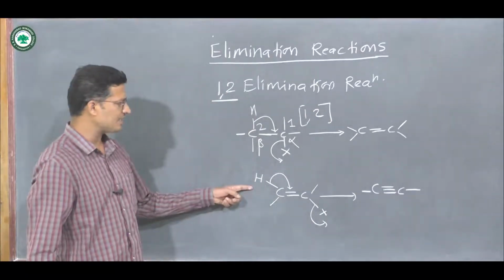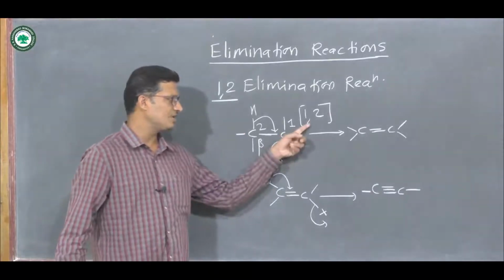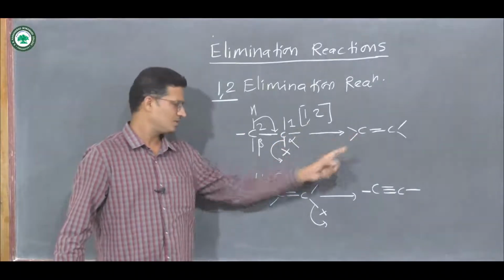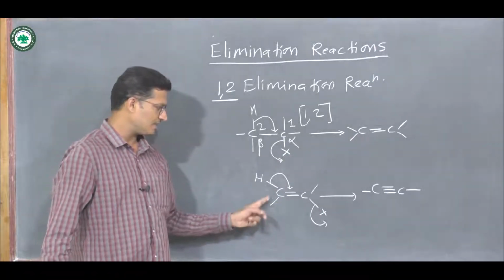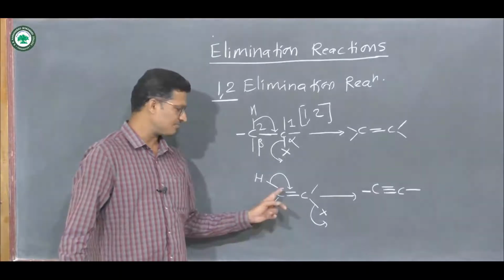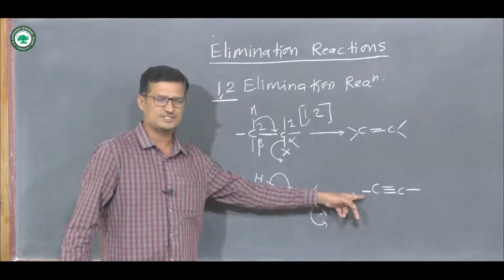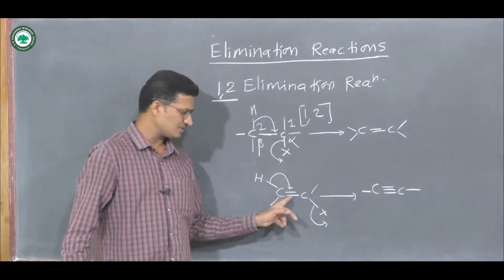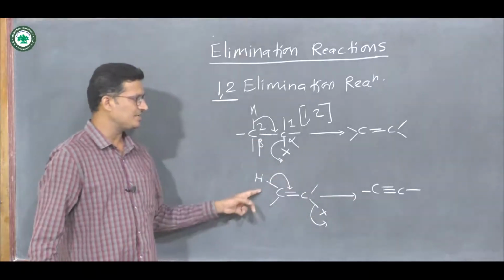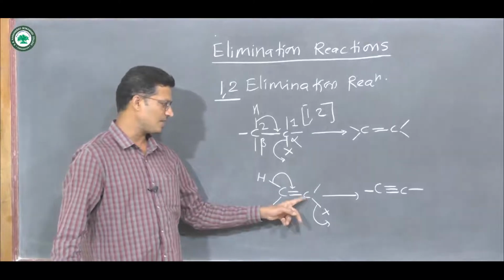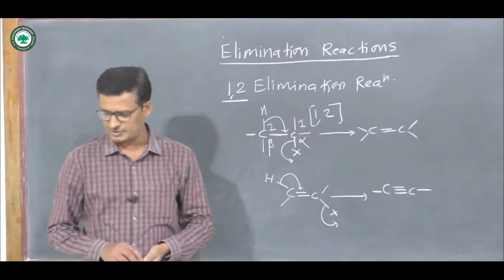In the first example, this compound is a saturated one. After 1-2 elimination we get an unsaturated compound. Here there are two carbon-carbon double bonds, this compound is unsaturated, but after elimination the degree of unsaturation increases. Here is a carbon-carbon double bond, and here is a carbon-carbon triple bond. So in both cases the elimination takes place, and the groups from carbon number 1 and carbon number 2 are removed. That's why it is called a 1-2 elimination reaction.